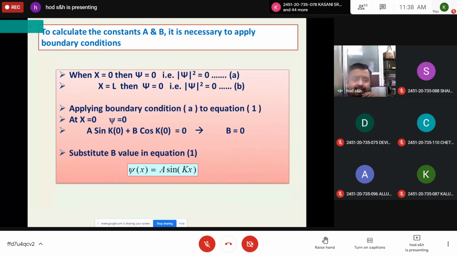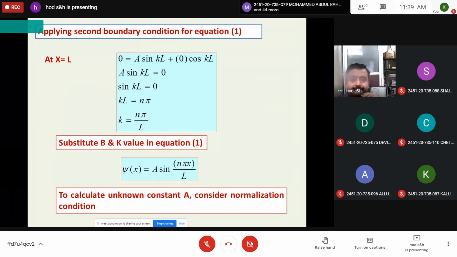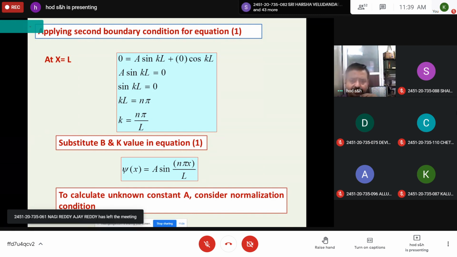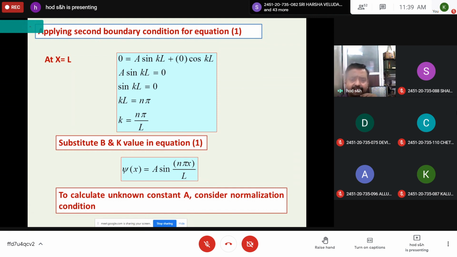Similarly, we have at x equal to L, ψ equal to 0. Applying the second boundary condition, at x equal to L, ψ is equal to 0, again we get 0 = A sin kL. Instead of x, you substitute L. So A sin kL + 0 cos kL, because B is equal to 0. Therefore, A sin kL is equal to 0.